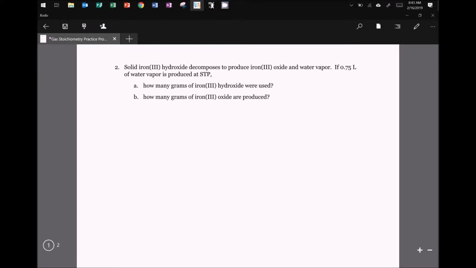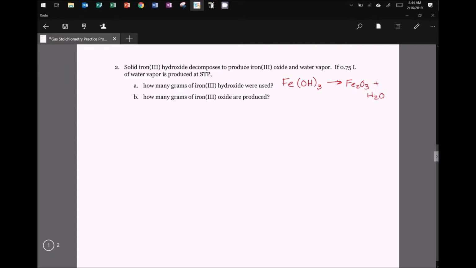We've got iron 3 hydroxide. So iron 3 hydroxide. All right. And that's going to yield Fe2O3 plus H2O.